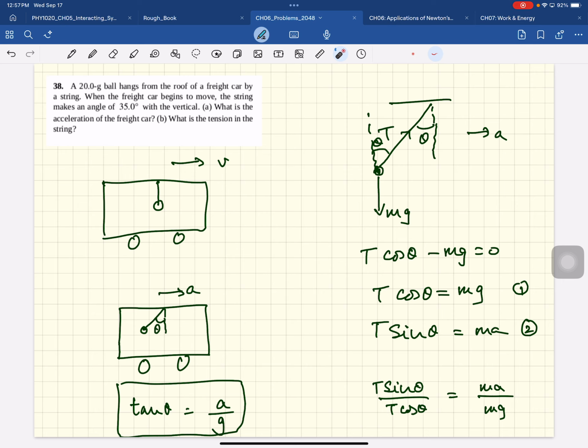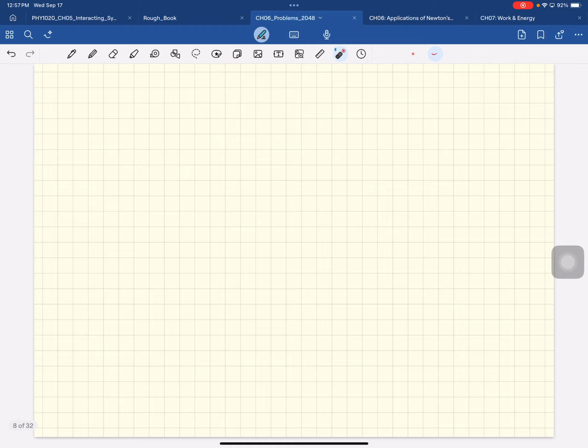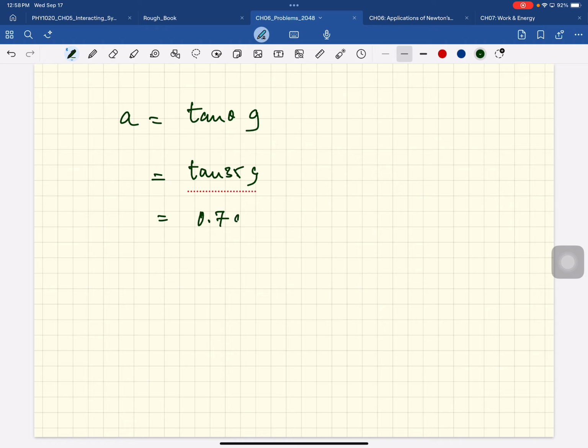Don't we solve for the acceleration, or multiply by G on both sides? Yes, so you can put in tan 35 and calculate the acceleration. All right, so A is tan theta G. In this case, it was tan 35 G. So it's 0.7 G.